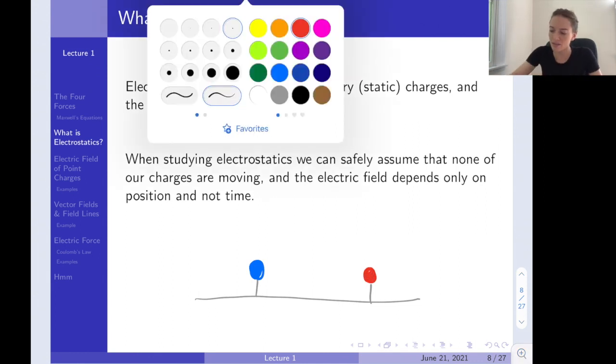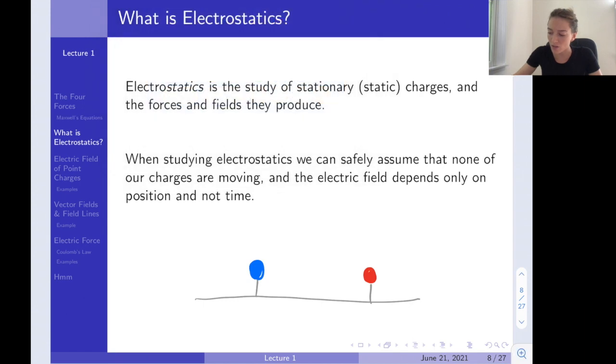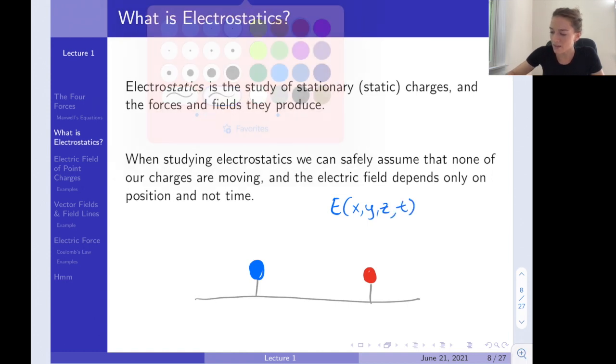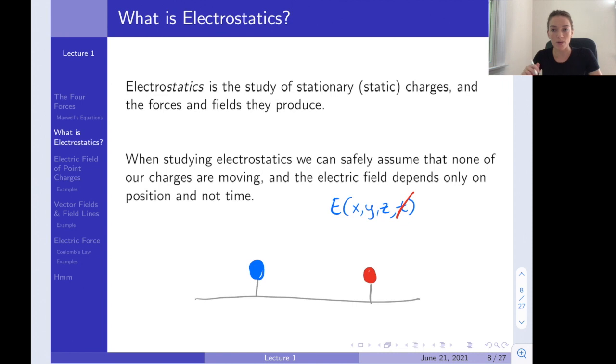Another way to think of this is that our electric field won't depend on time. So we'll have an electric field that depends on our position, and it will not have a time component. Later in the class, when we're doing electrodynamics, we will have a time component of our electric field, but for now in electrostatics, we do not.